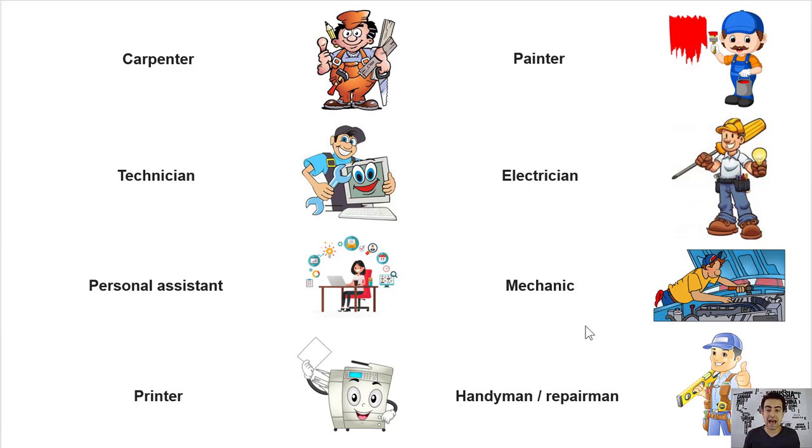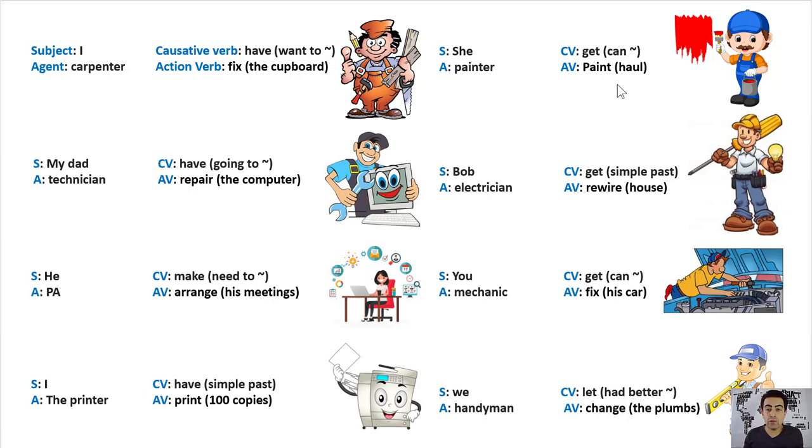But what's the task? Here you've got the prompts. All right. The subject is specified for you as I. The causative verb is have. You're going to use have. But here in the parentheses, you can see want to have. So you need to put it in this context. I want to have. Okay.